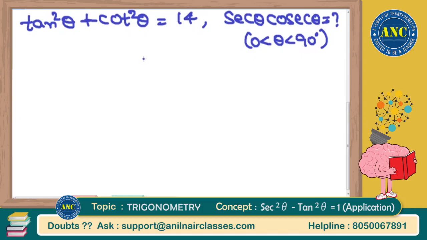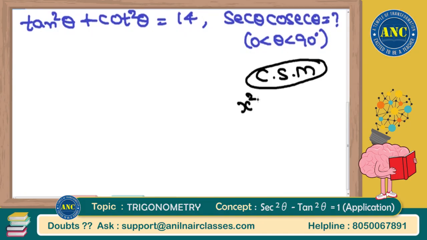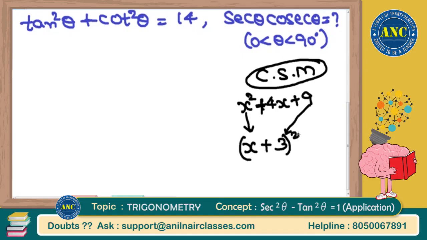Now, I already taught you one technique yesterday or the day before yesterday in trigonometry class, called the completing square method. Suppose, for example, I have x square plus 4x plus 9. Take the square root of the first term: x square root is x. Take the square root of the last term: 9 square root is 3. If it is plus here, write plus, and then square it. So it is x plus 3 whole square.